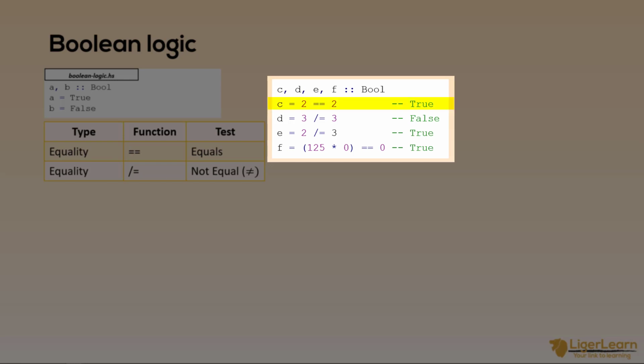For C, we are testing whether 2 is equal to 2. Obviously this is true, so the value of C will be the Bool True. For D, we are testing that 3 is not equal to 3. 3 is obviously equal to 3, so the return result will be False. For E, we are testing that 2 is not equal to 3. This is obviously True. And lastly, for F, we are testing that 125 times 0 is equal to 0, which is True. The next type of Boolean function is for comparisons.